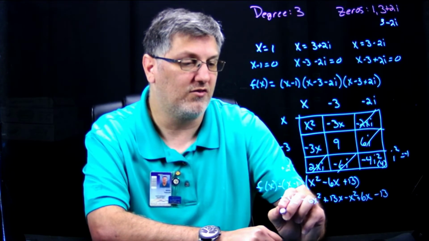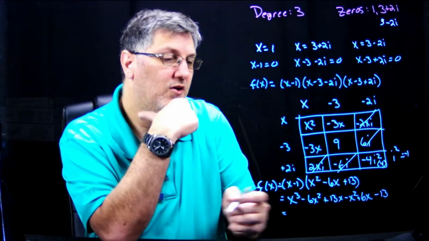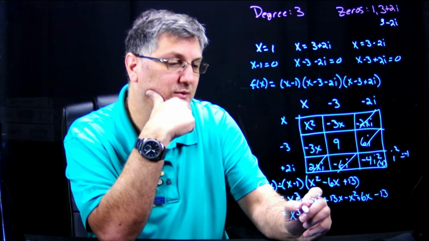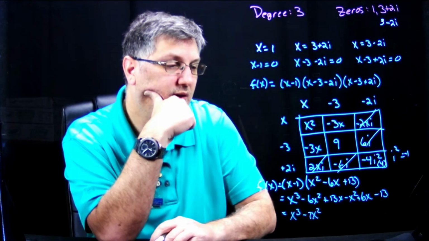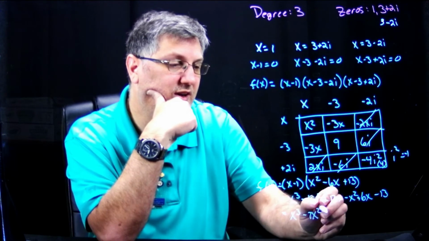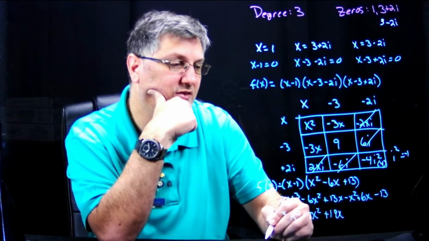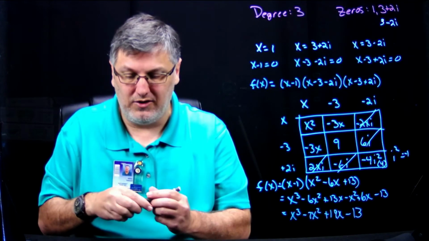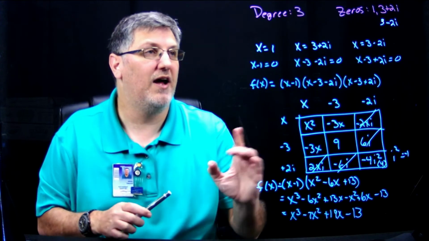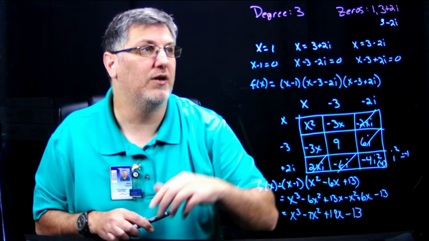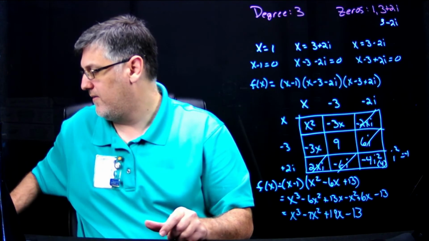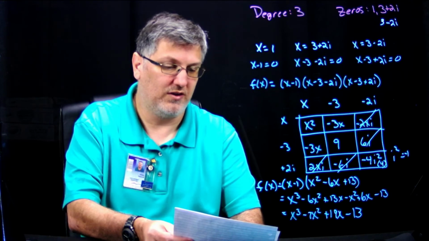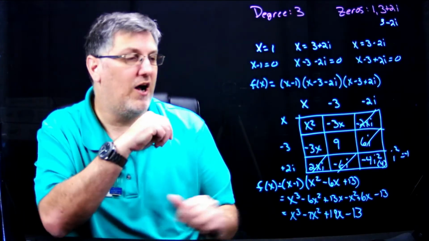Okay, let's combine like terms and see what we get. So I've got my x cubed. I got a negative 6x squared minus x squared should give me negative 7x squared. I've got a 13x and a 6x. This should give me a 19x. And then it leaves me with just my minus 13. And that is going to be your polynomial that's going to have solutions or zeros at 1 and 3 plus or minus 2i. Make sure I get it right here. x cubed minus 7x squared plus 19x minus 13. Perfect. First try. Gotta love it.